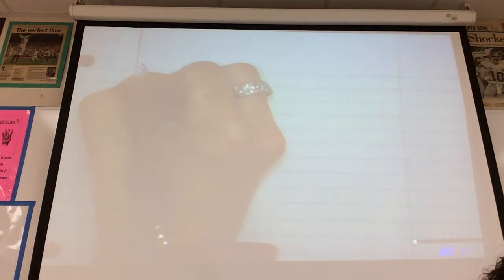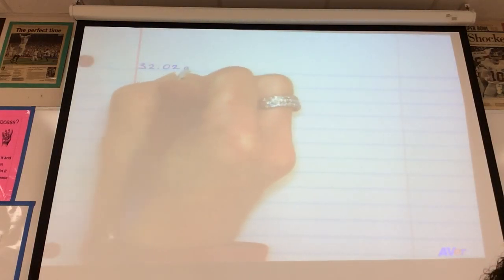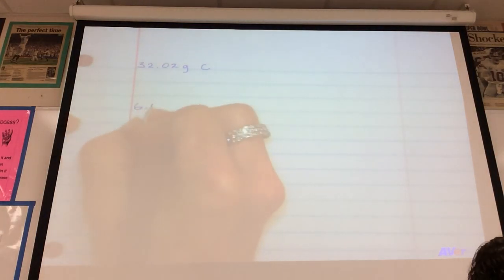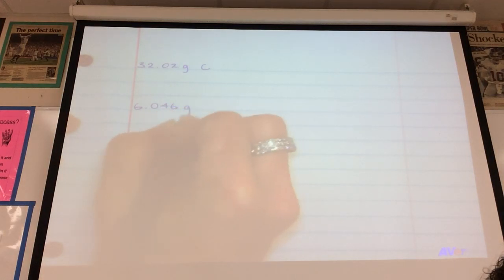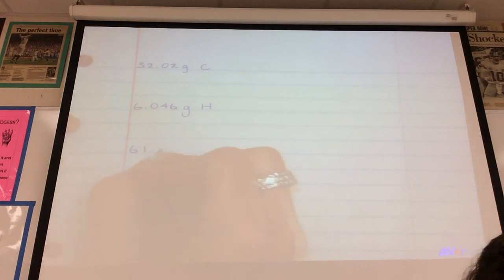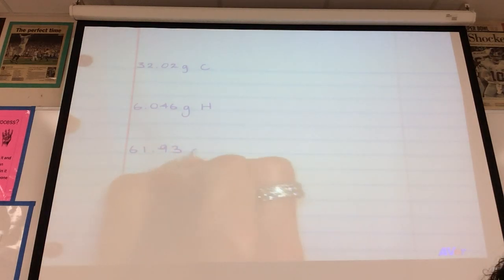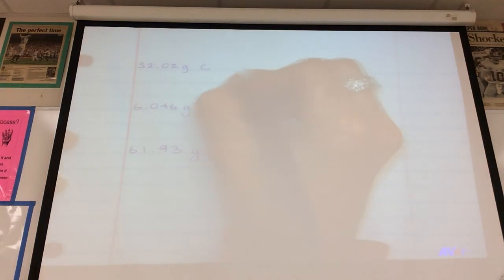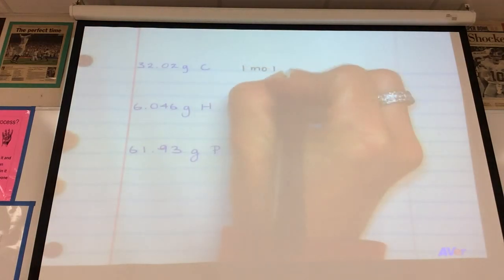We've got 32.02 grams of carbon. We've got 6.046 grams of hydrogen. I'm changing percents to grams right away. And 61.93 grams of phosphorus. What would my next step be? Convert to moles. So you guys are all going ahead because you've got this.